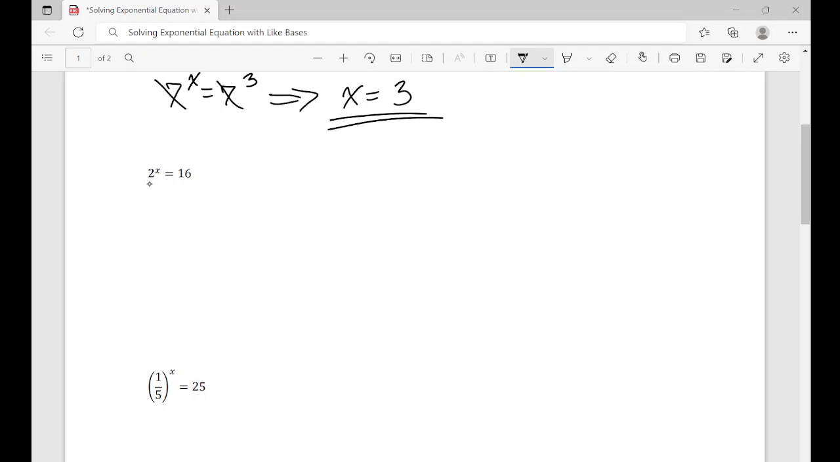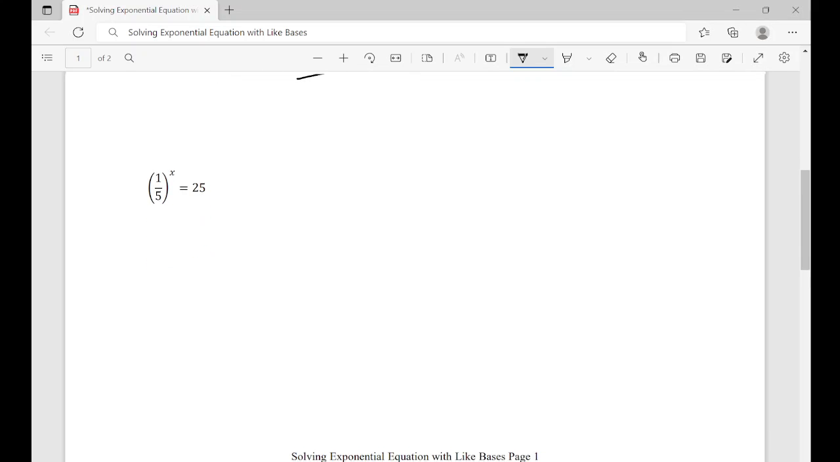Next we have 2 to the x equals 16. Unfortunately, the bases are not the same. This is a 2 and this is 16. However, I remember my rules of exponents, and I can say that 16 is just 2 to the fourth. Now I have the exact same bases, so I don't have to worry about the bases anymore. I can get rid of these 2's as a base and focus on the exponents, which is just going to be x equals 4. And there's my solution to this exponential equation.